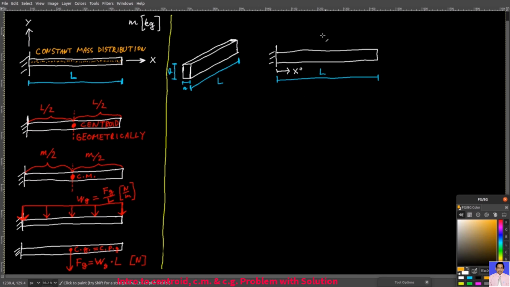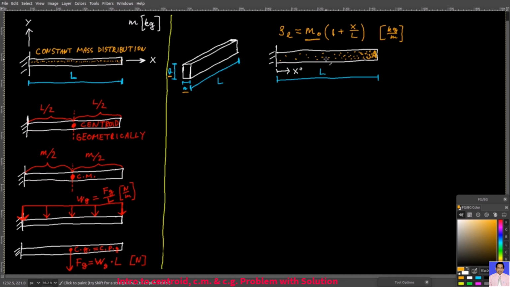Consider the same beam with the same length. But now the mass distribution inside the beam is not the same. It's the same in terms of width and height, but not in terms of its length. Now your mass per unit length varies with length, and it varies according to this equation: m0 times (1 plus x over L), and so that's your mass per unit length. You can see that it increases with x. Now m0 is simply a constant.